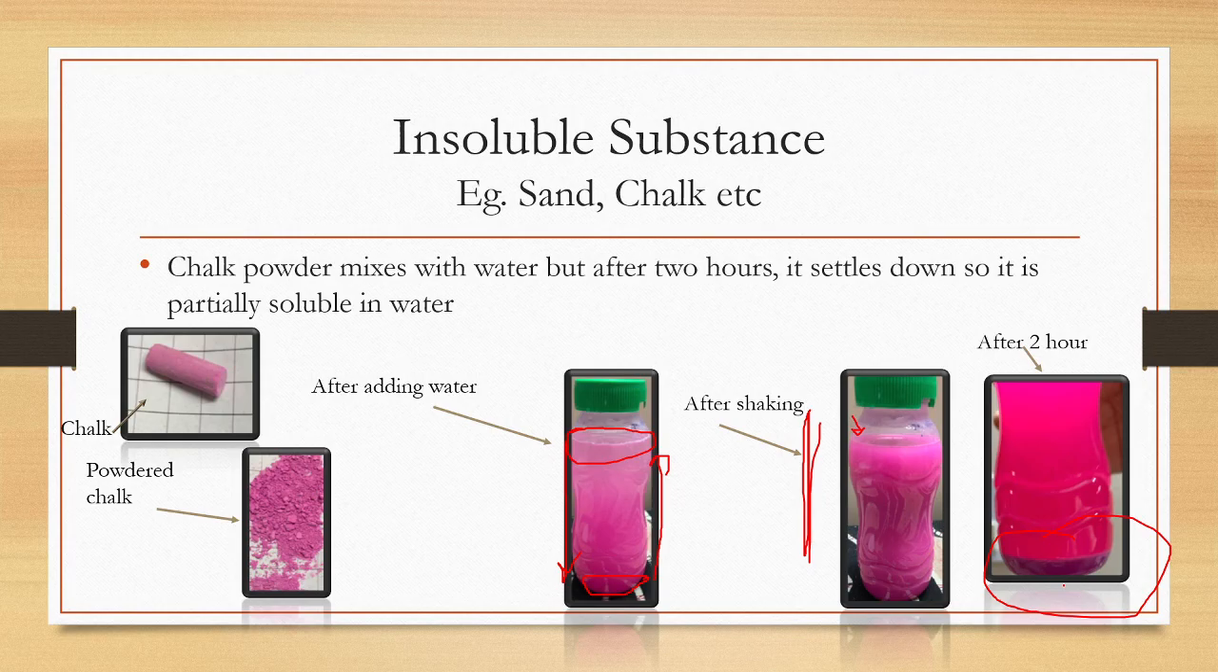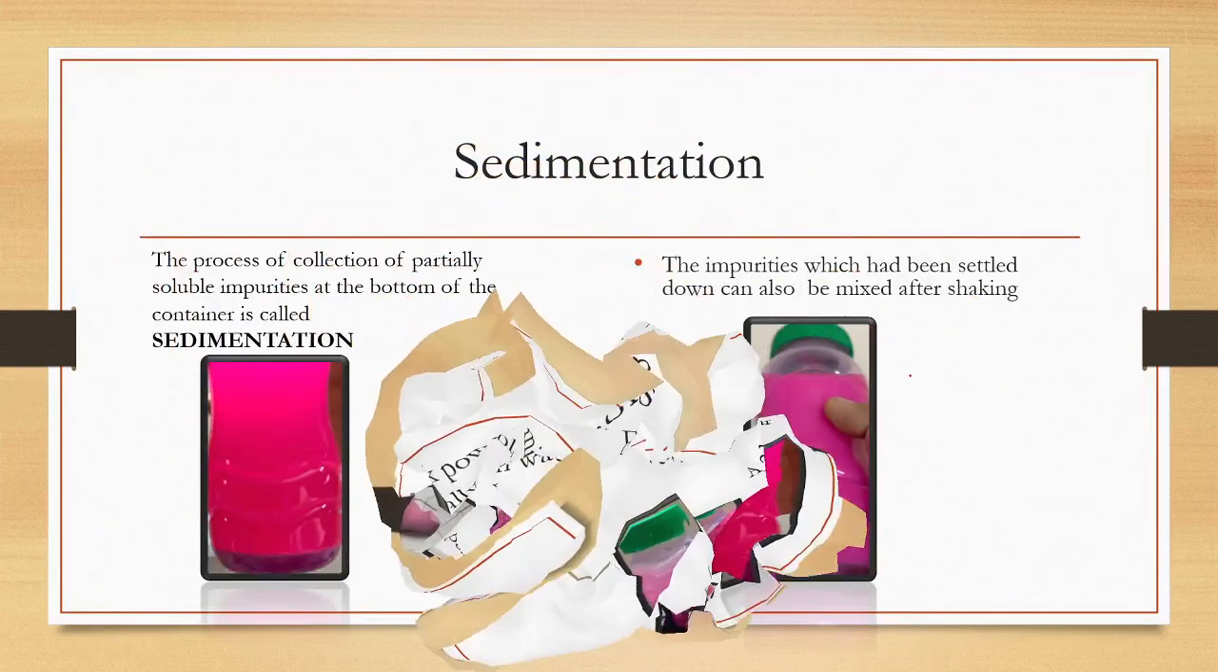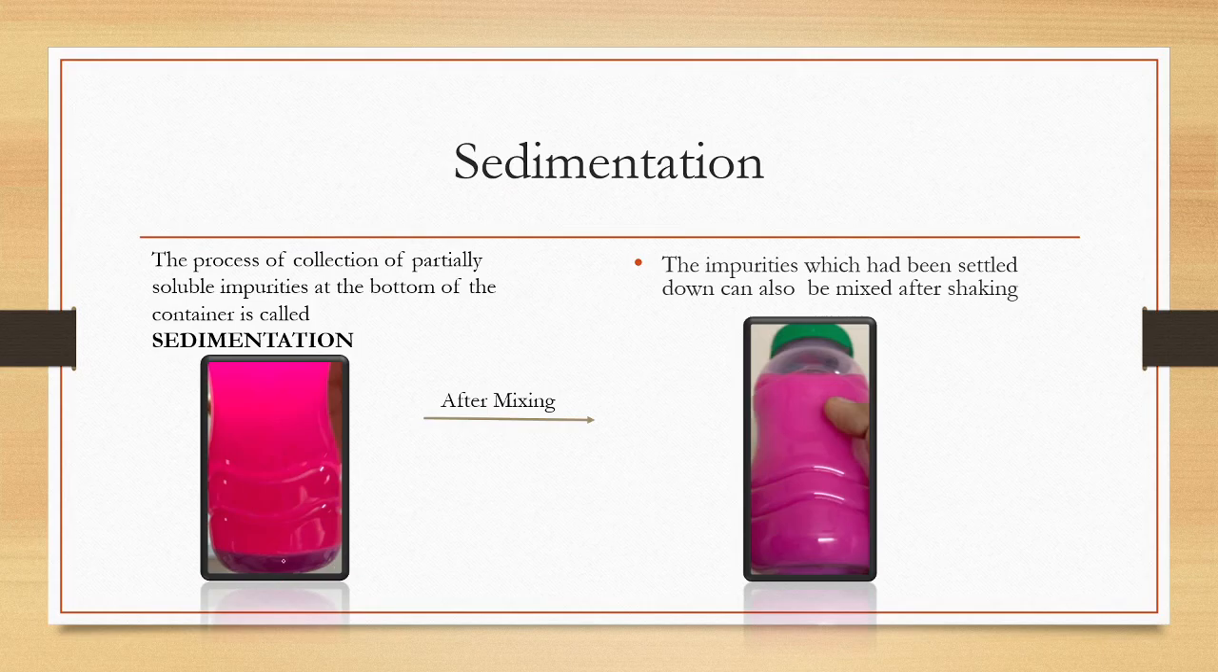It is not soluble with water. We can say it's partially soluble because the color was soluble. You can see that the color is shown here. Sedimentation. The same process is named sedimentation. You can see that here the insoluble substance has settled down, and after mixing it again it looks evenly mixed, but it's not mixed because after 2 hours it settles down.